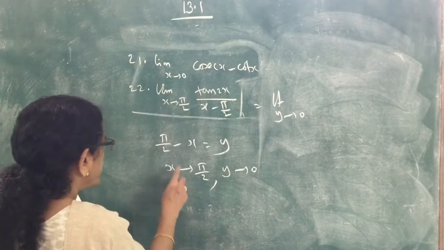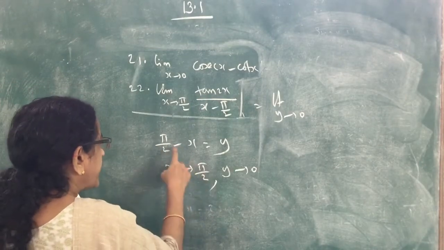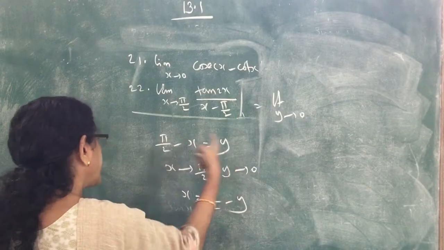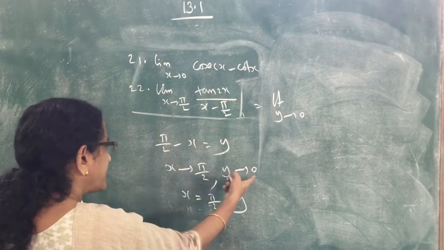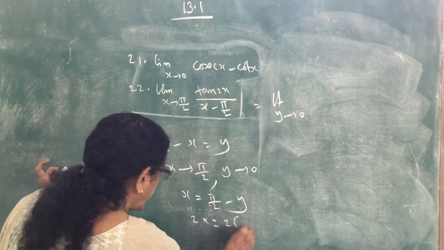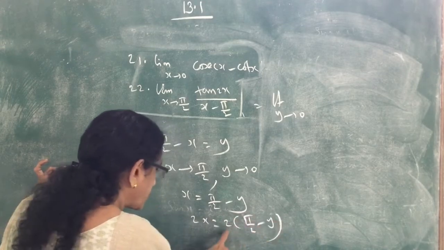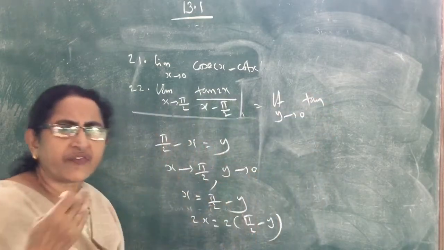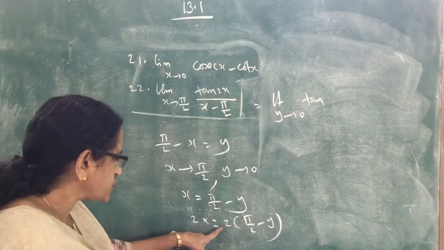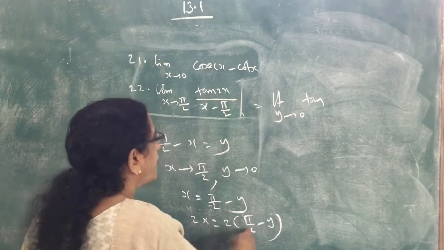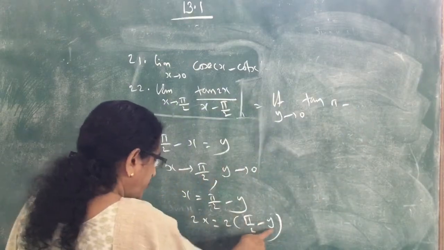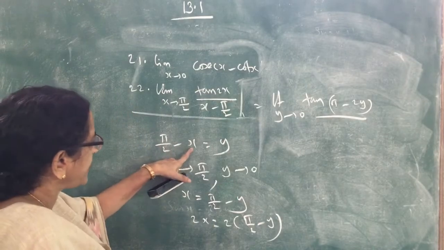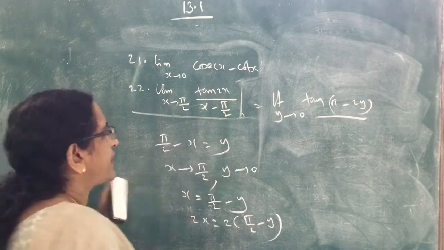Tan 2x, what is 2x? From this we get x equal to pi by 2 minus y. Take x this side, y this side. So x equals pi by 2 minus y. Now 2x equals 2 into pi by 2 minus y, which is pi minus 2y. So tan pi minus 2y divided by, x minus pi by 2 is negative y, minus y.